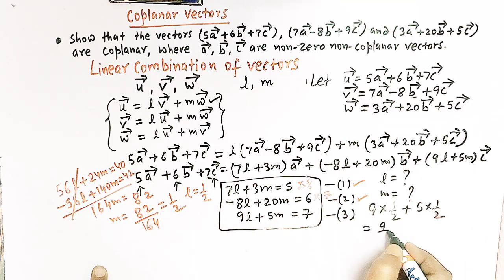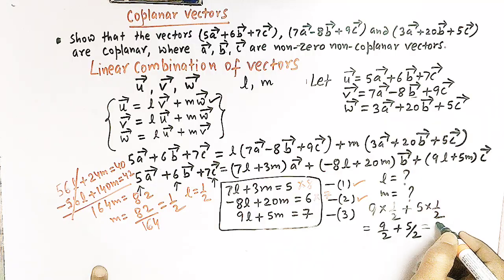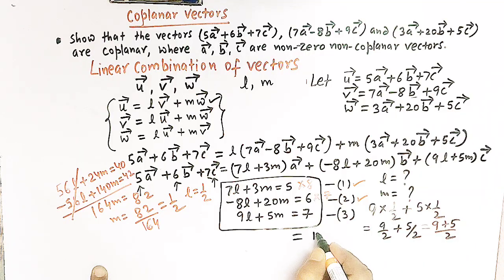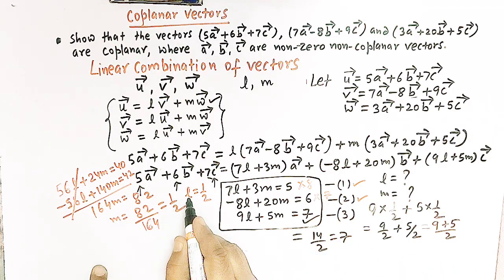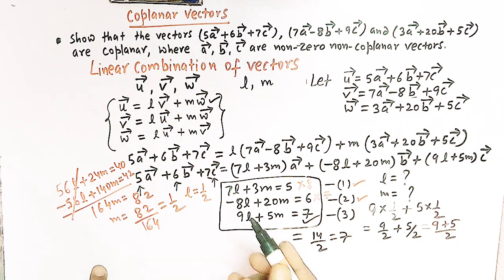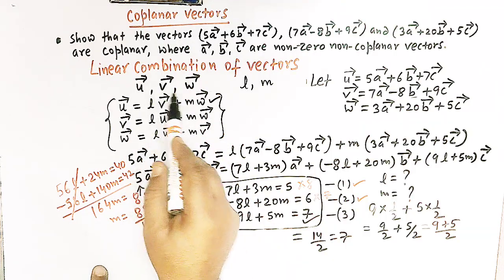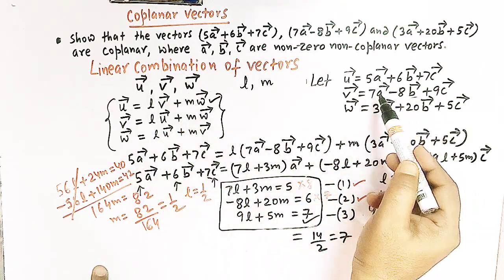So here we have 9 over 2 plus 5 over 2, that is equal to 9 plus 5 over 2, that is 14 over 2, that is 7. And here in the right hand side we have 7. So the values of L and M satisfy equation 3. So we can now claim that the three vectors, vector u, v and w, which are given by these three vectors, are coplanar vectors.